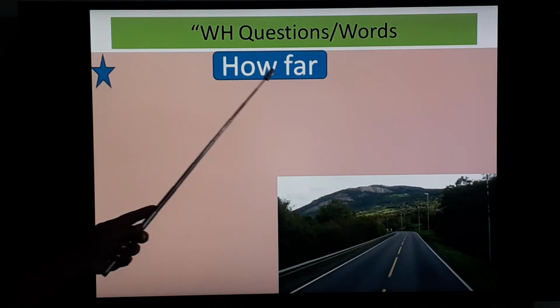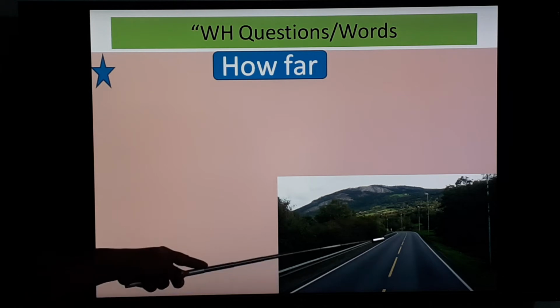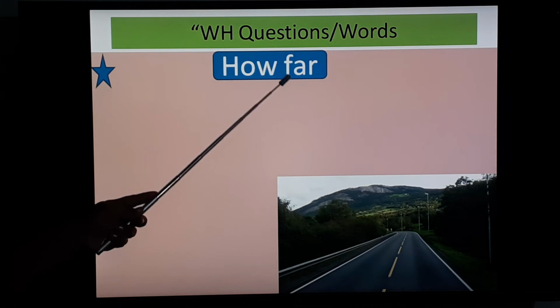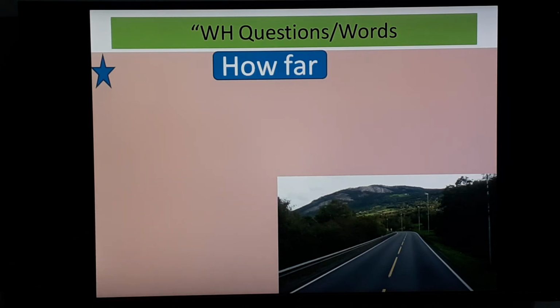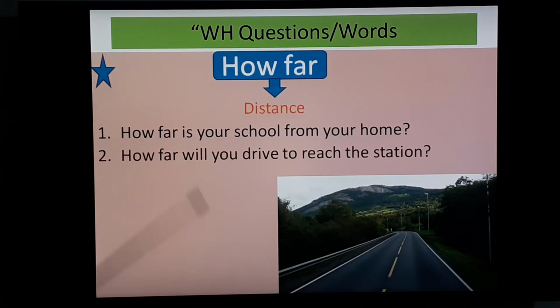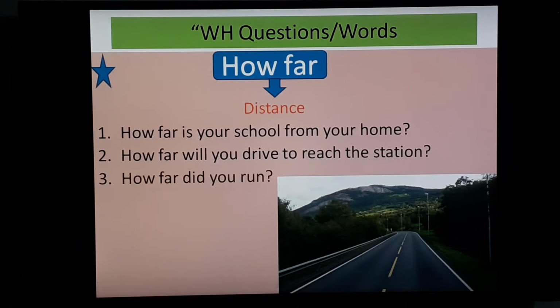Next is how far. To know the distance, see, with the help of a picture we will try to understand. Here one road is mentioned, right? So distance is given. So with the help of how far, with this kind of WH question, you will get distance in reply as your answer. For example, how far is your school from your home? How far will you drive to reach the station? How far did you run?